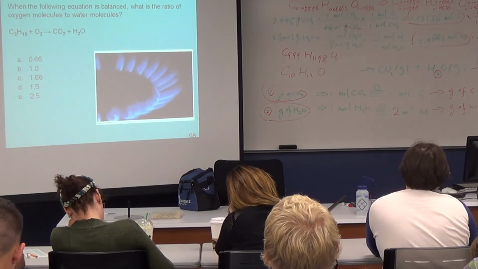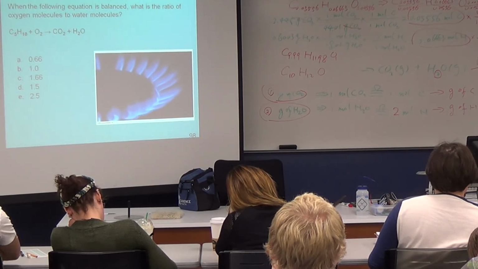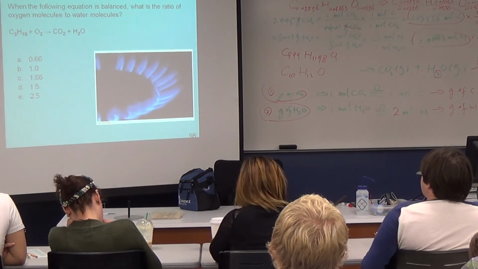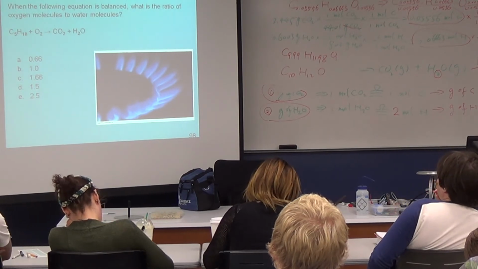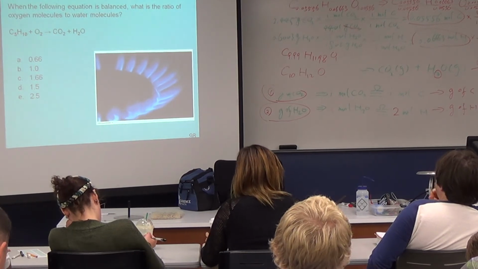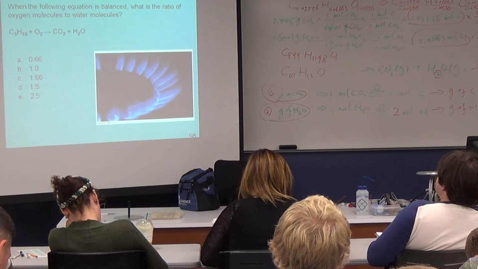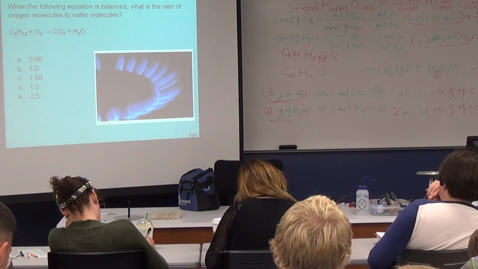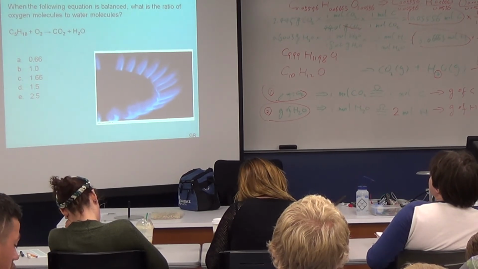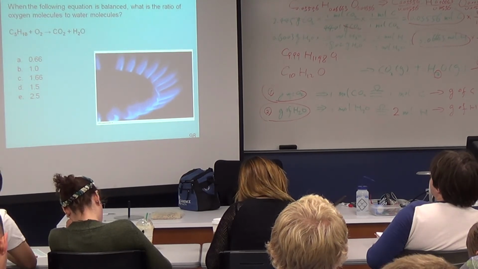You can balance the carbon first. Then you put 5 here. Both are equal, so we put a 5 in front of both of them, right? Then last is the O. How many total O do we have on the right side? 15. Very good. What is the ratio between oxygen and water?